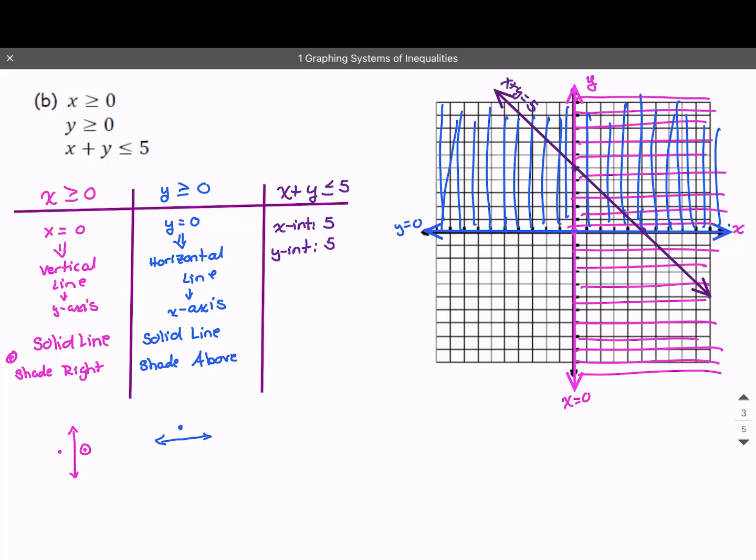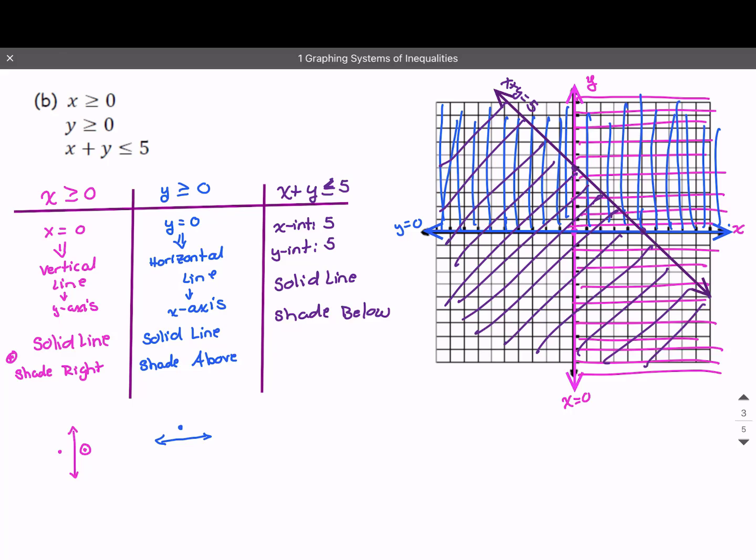Now we forgot to say, we have this less than or equal to. Since it's or equal to, we're going to have a solid line. And since it's less than, we're going to shade below. So we're going to shade underneath this line.